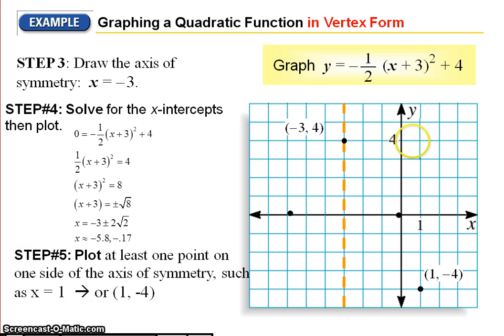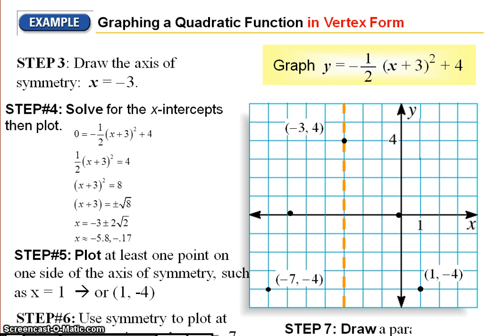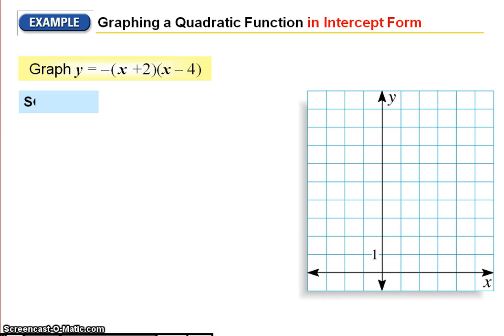We're going to plot the value of x equals 1, and then when we plug in 1 into our function, we get a value of negative 4 out. Then we can use symmetries. Since it's 4 units over here, we can go 4 spaces to the left to find the 5th point at negative 7, negative 4. And then we can just go ahead and draw in the parabola, and you do see that it is downward facing, which it should have been. We have our vertex, our axis of symmetry, the two x-intercepts.